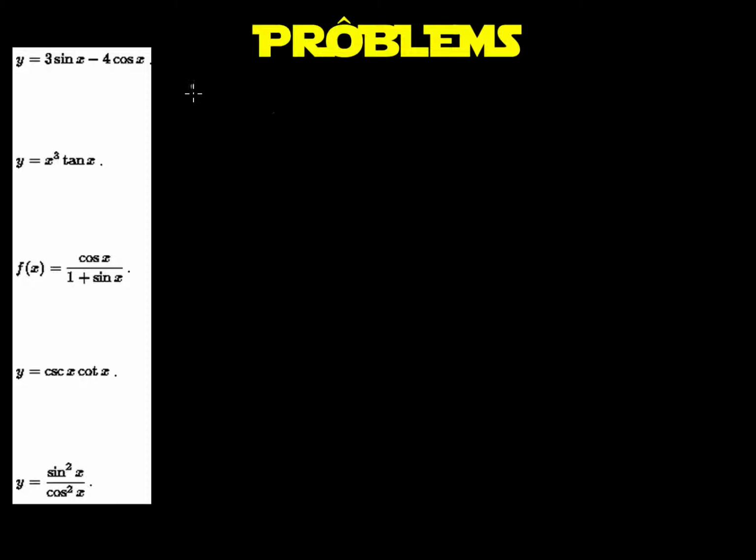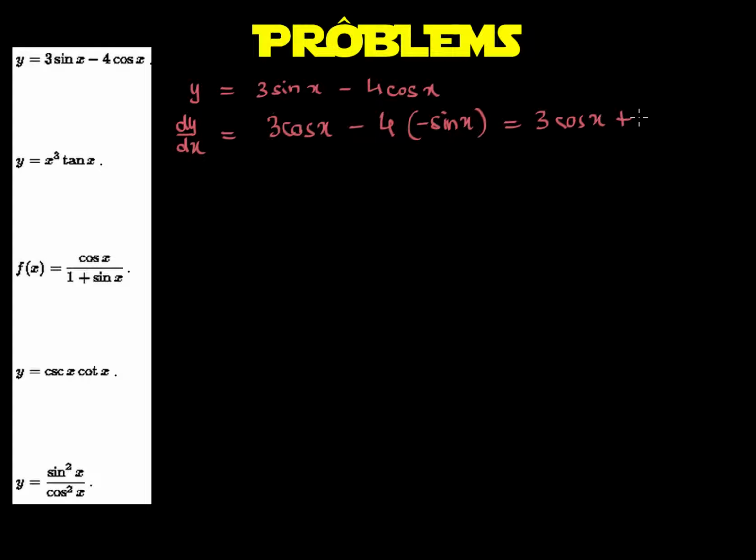Now the first one is y is equal to 3 sine x minus 4 cosine of x. Now how do we do this? Yes, we use a simple formula. When we find dy by dx, we find 3, well, what is the derivative of sine x? We have cos x minus 4, what is the derivative of cos x? Minus sine x. So we finally have 3 cos x plus 4 sine x. Let's go to the next question.